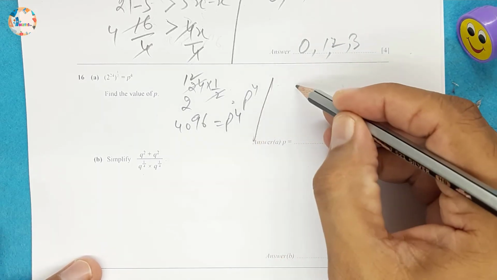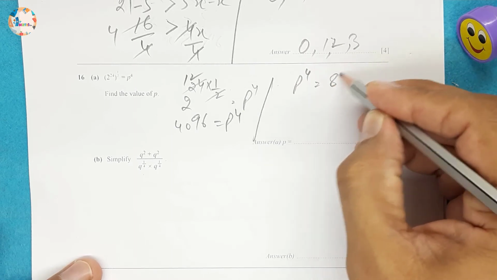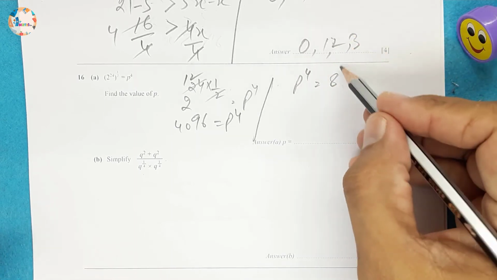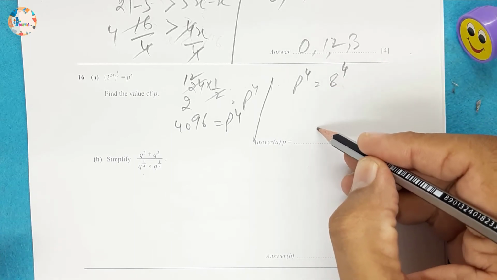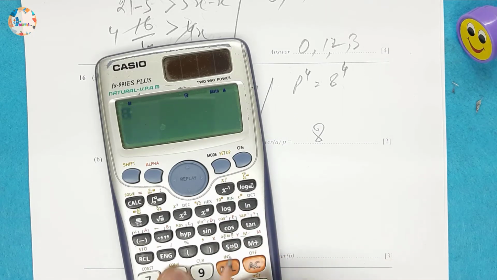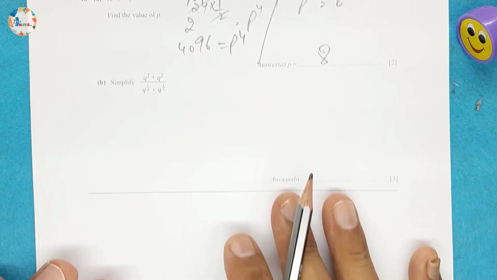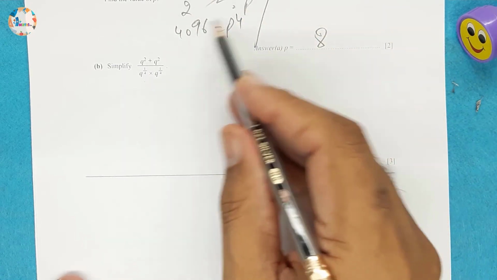So we can write here p^4 is equal to 8 raised to the power 4, so the answer will be equal to 8. To double check this, we can write 8 raised to the power 4. We will get 4096, which is this one. So next, the B part. This is basically the easiest way, which I have done with the calculator.